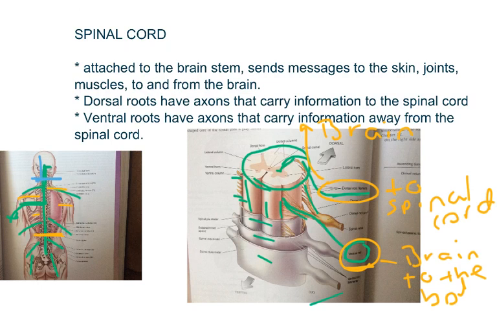Okay, so just make sure you know the difference between the two. So dorsal takes to and ventral takes away. The dorsal information that comes from the body to the spinal cord all comes into this part here. So it's really, really important. So we have our grey matter and our white matter. And so with the grey matter there, that's where the information is sent up to the brain.